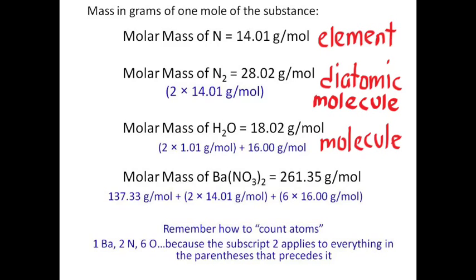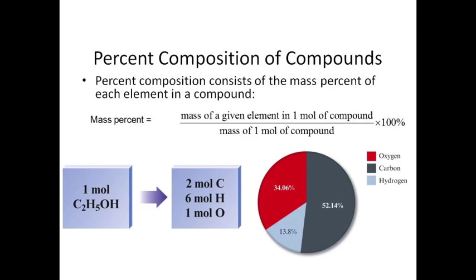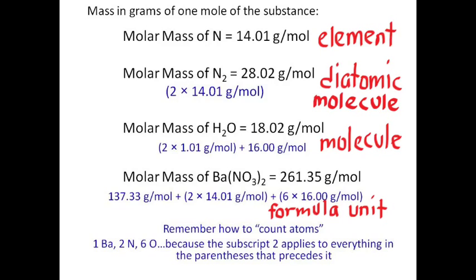Water is a molecule. We already calculated that. Barium nitrate is done much the same way as we did the magnesium hydroxide. 1 barium, 2 nitrogens, 6 oxygens. Add up to 1 formula unit of barium nitrate at 261.35 grams per mole.